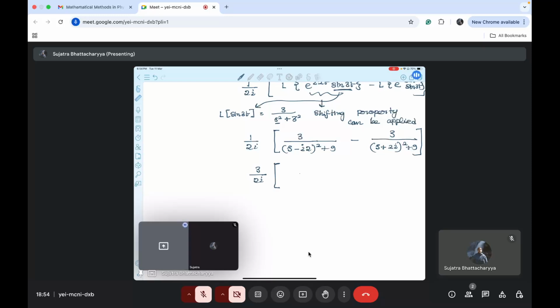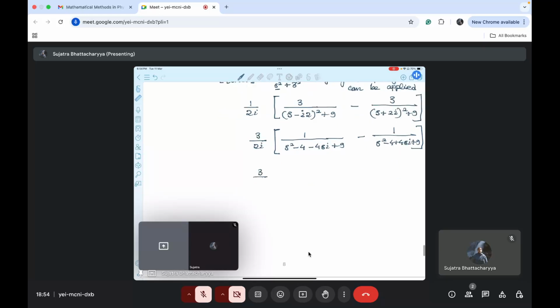So what we will do? So it will be 1 upon, let's open this bracket. So it will be s square minus 4, okay, minus 4 is I plus 9, minus 1 upon s square minus 4 plus 4 is I plus 9. Okay, so this is the next step. Further, you can write 3 upon 2i.